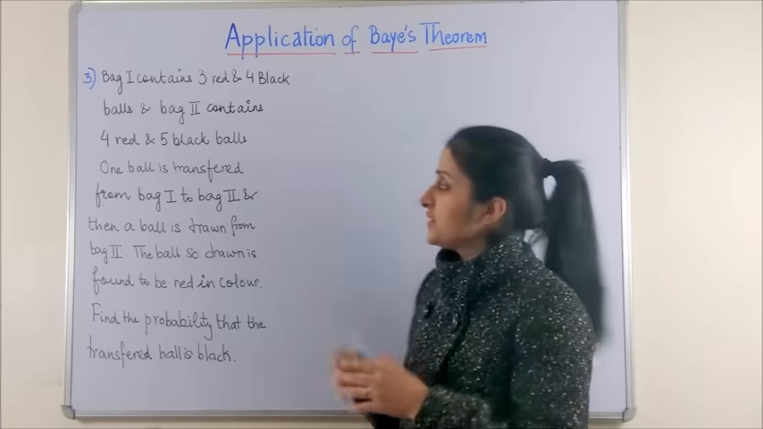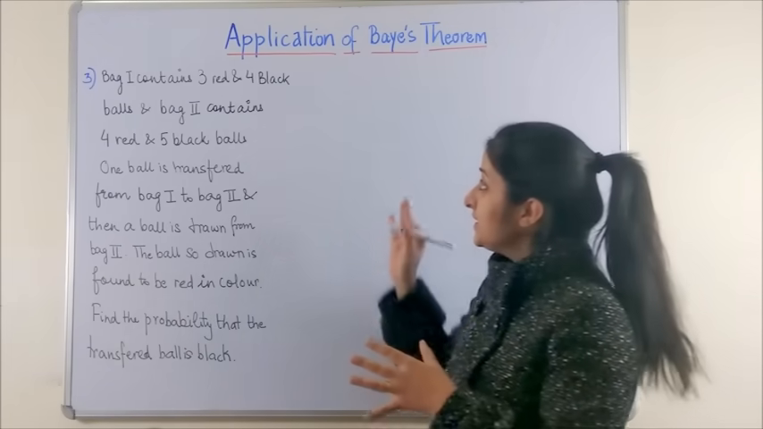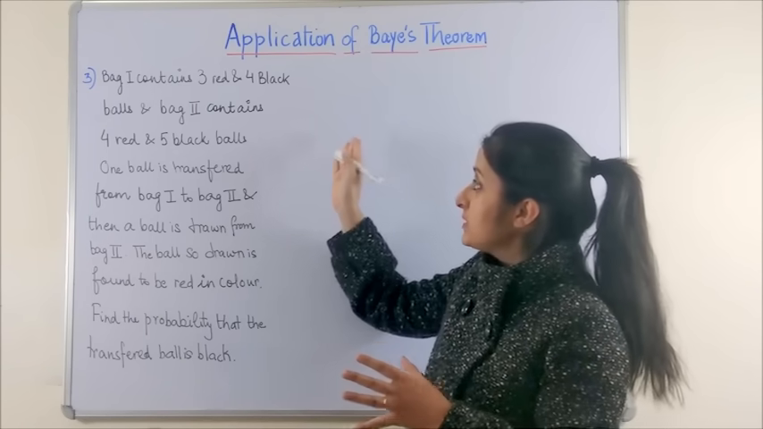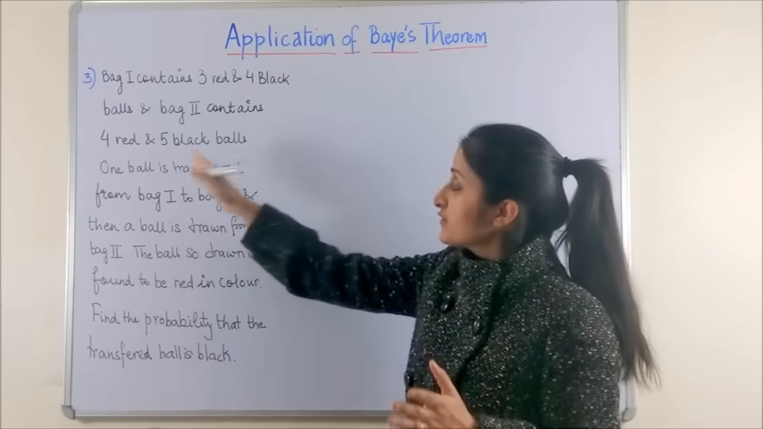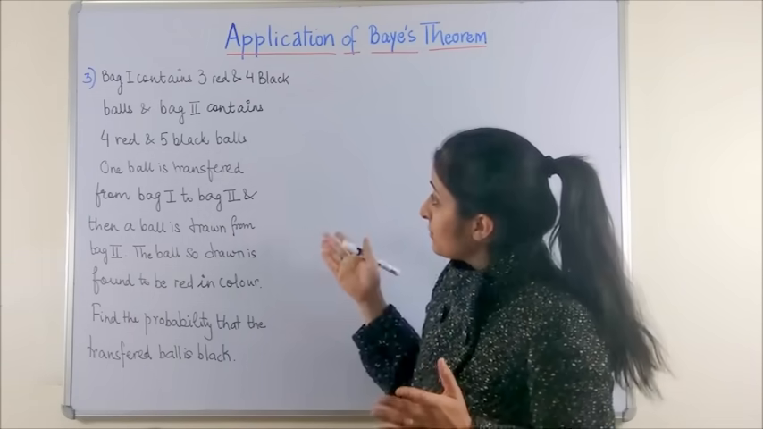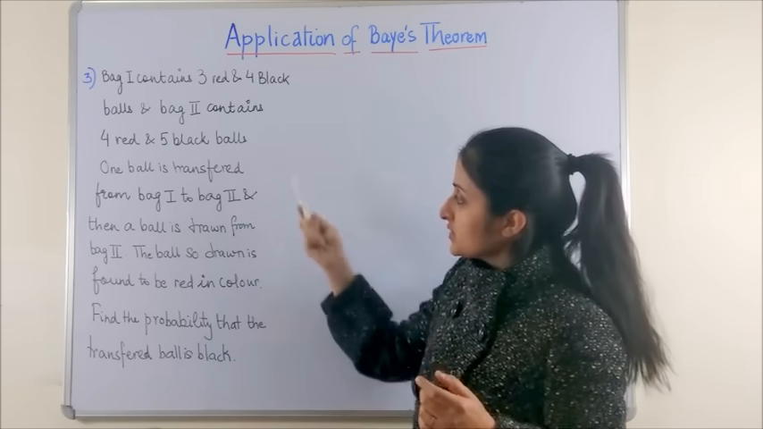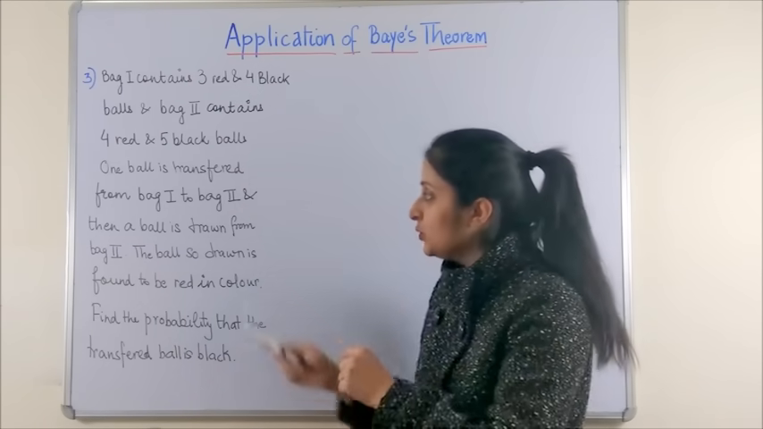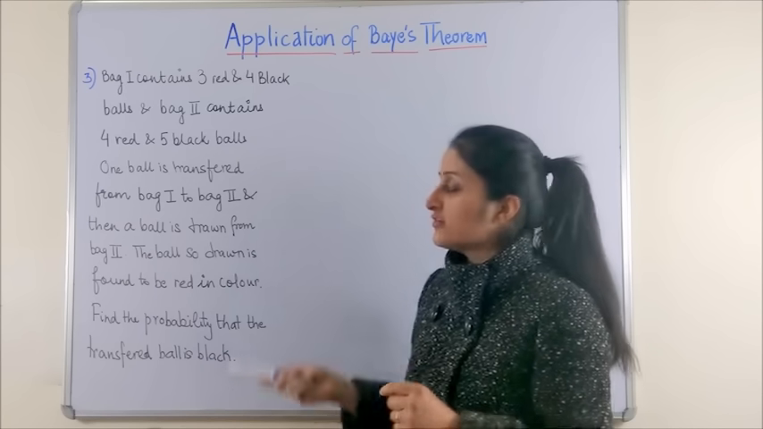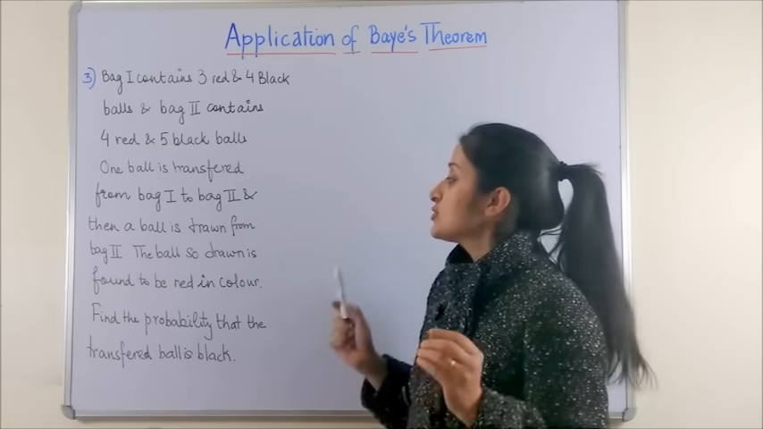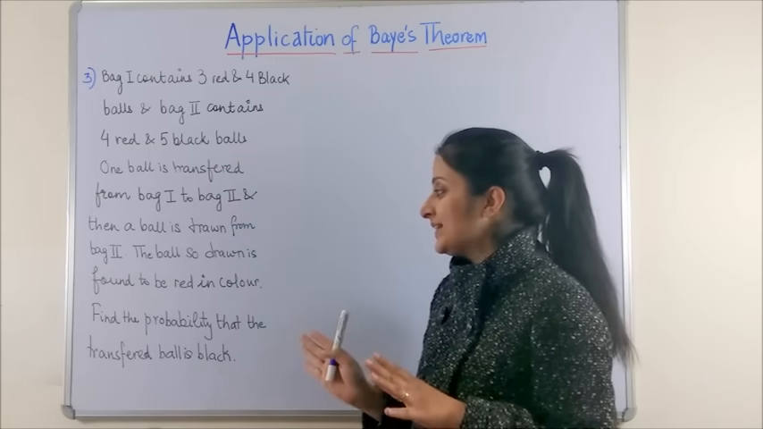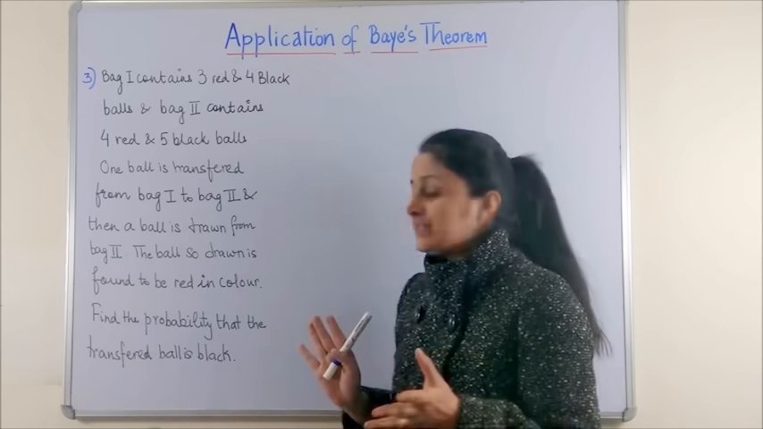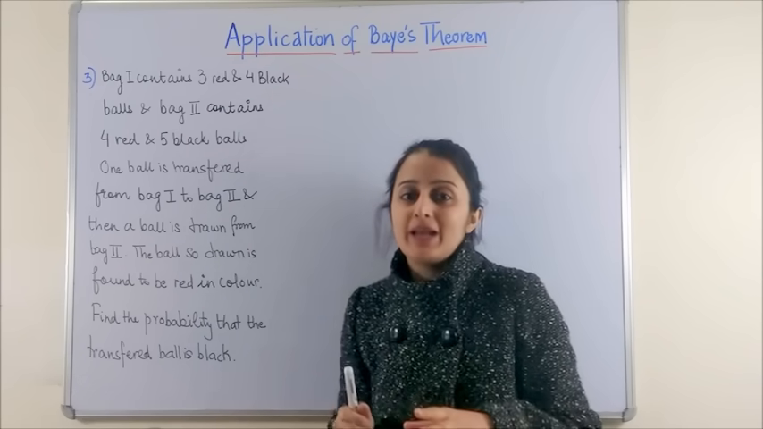Look at the third question. It says bag 1 contains 3 red and 4 black balls and bag 2 contains 4 red and 5 black balls. One ball is transferred from bag 1 to bag 2 and then a ball is drawn from bag 2. The ball so drawn is found to be red in color. Find the probability that the transferred ball is black.